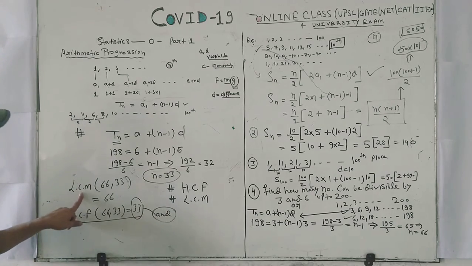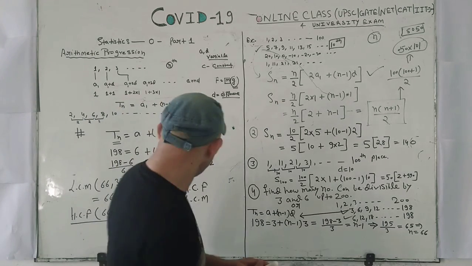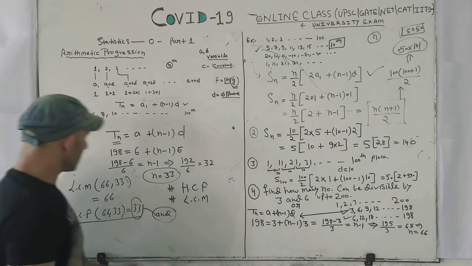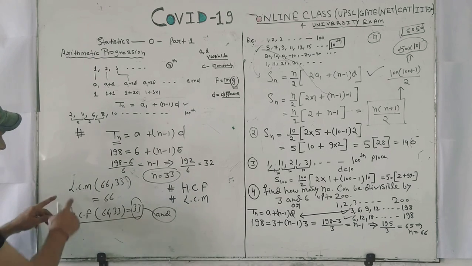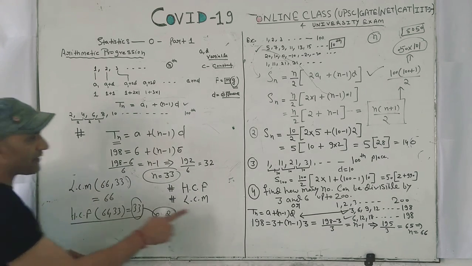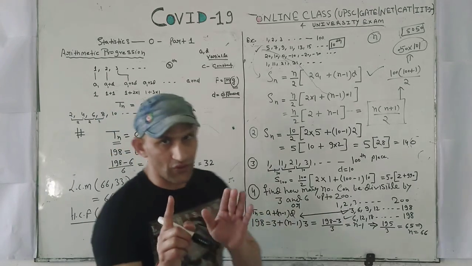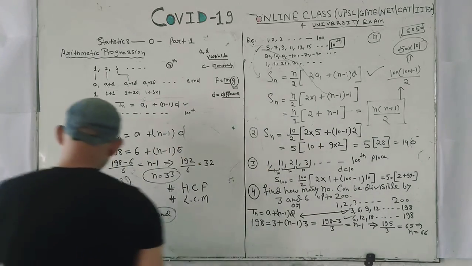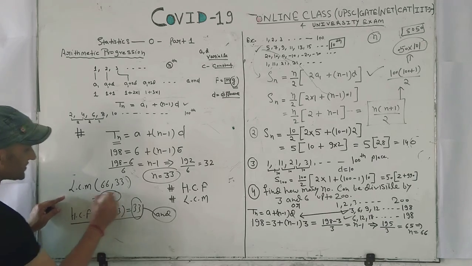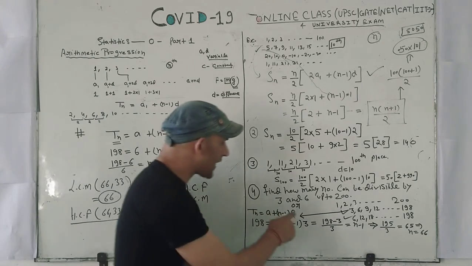Now the second one, the number that can be divided by 3 or 6. Either 3 or 6. In this condition you will use LCM. Whenever they have written or, you will find the LCM. So in this condition your answer is 66. So this is the question they have asked.